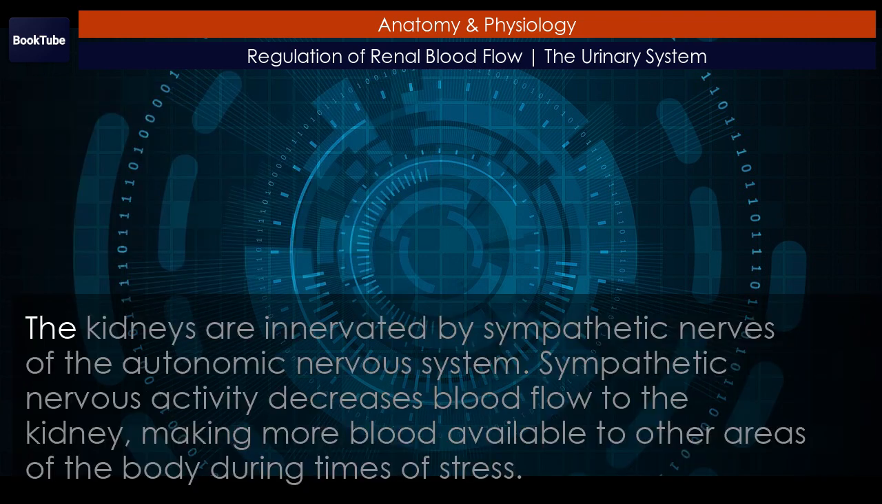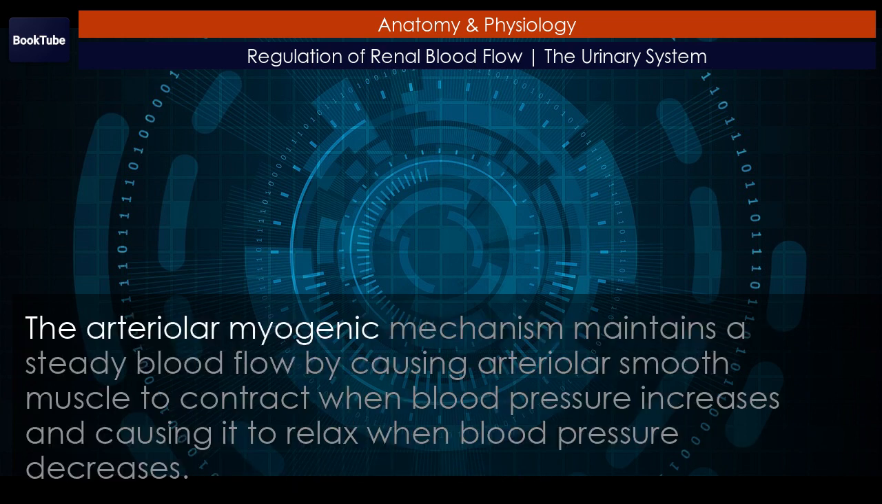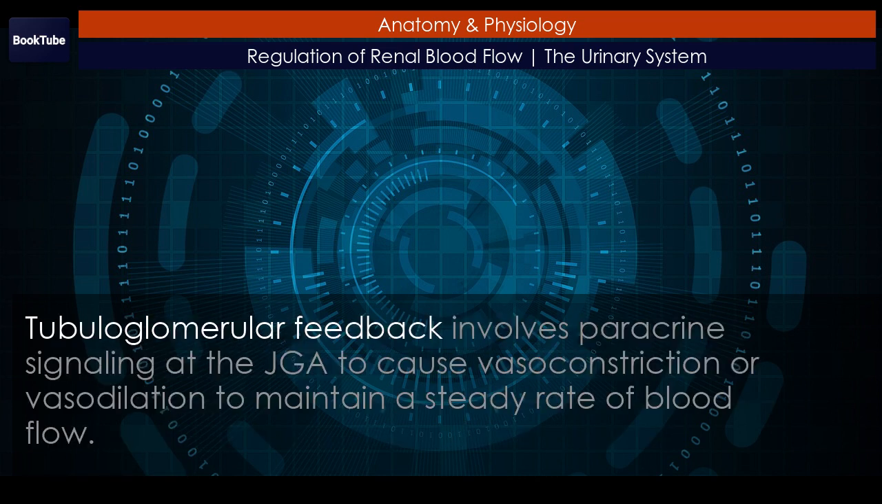Chapter Review. The kidneys are innervated by sympathetic nerves of the autonomic nervous system. Sympathetic nervous activity decreases blood flow to the kidney, making more blood available to other areas of the body during times of stress. The arteriolar myogenic mechanism maintains a steady blood flow by causing arteriolar smooth muscle to contract when blood pressure increases and causing it to relax when blood pressure decreases. Tubuloglomerular feedback involves paracrine signaling at the JGA to cause vasoconstriction or vasodilation to maintain a steady rate of blood flow.